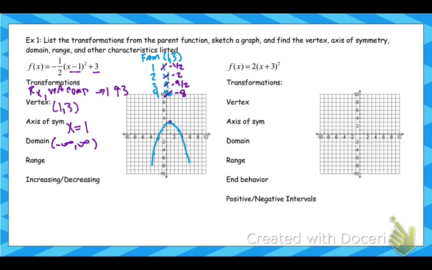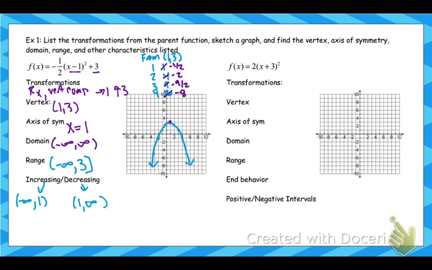So range, bottom to top, so negative infinity, and it goes up to the highest point of 3, touches it, so it gets a bracket. This graph is increasing on this section right here. So that is from negative infinity until 1. And this graph is decreasing on the other side from 1 to infinity.